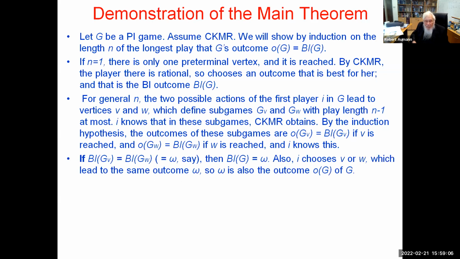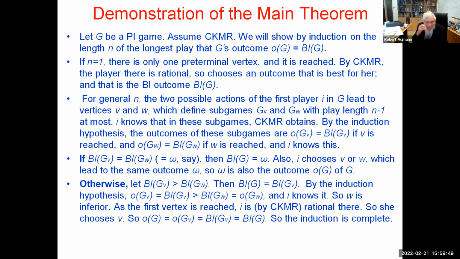If the backward induction outcomes of the two subgames are the same, then the backward induction outcome of the whole game G is also the same outcome. And I chooses V or W, which lead to the same outcome, omega. So omega is also the outcome of G. So that's a trivial case.